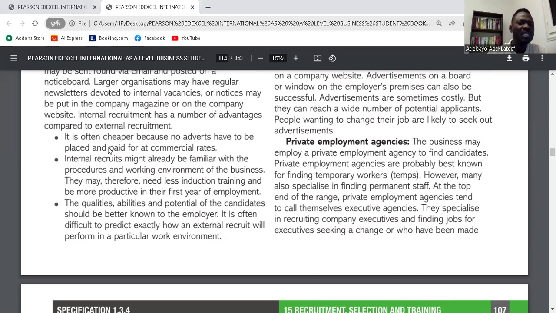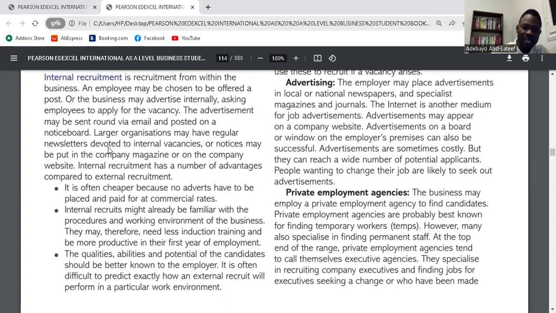The third one, the qualities, abilities and potential of the candidates should be better known to the employer. It is often difficult to predict exactly how an external recruit will perform in a particular work environment. Here, we're talking about the employer knowing the employee very well too. So you know the employee, the employer knows you. The second one is the employee knows the company environment well.